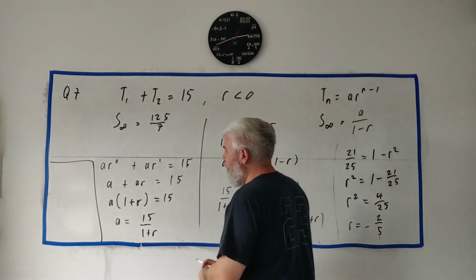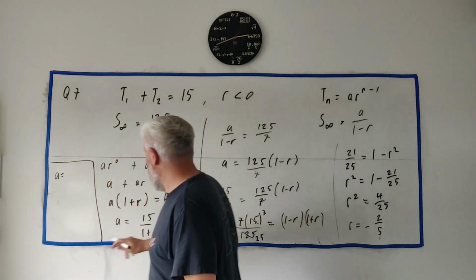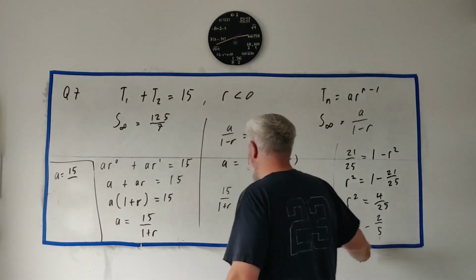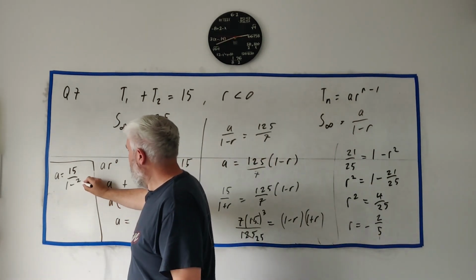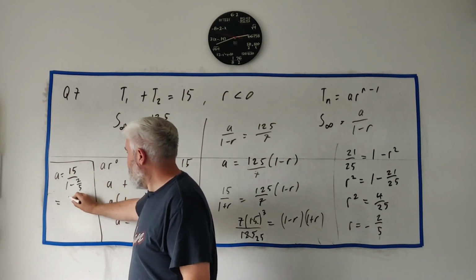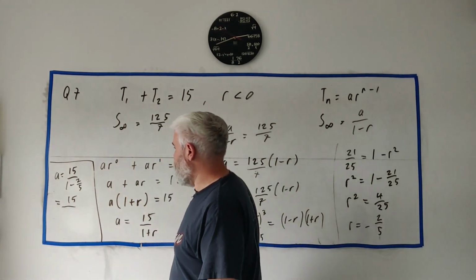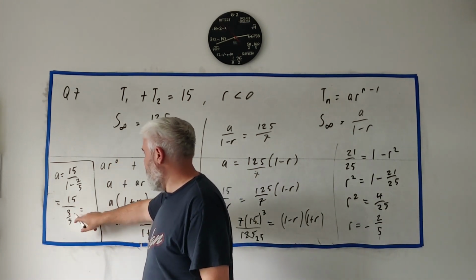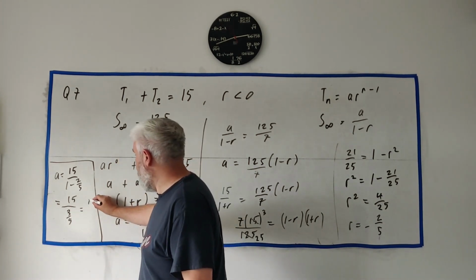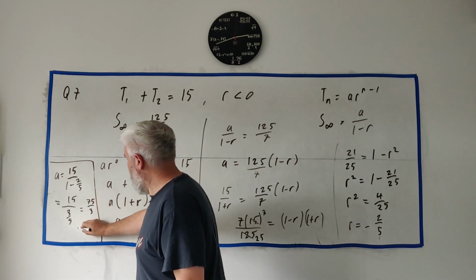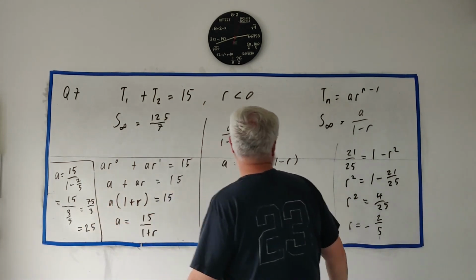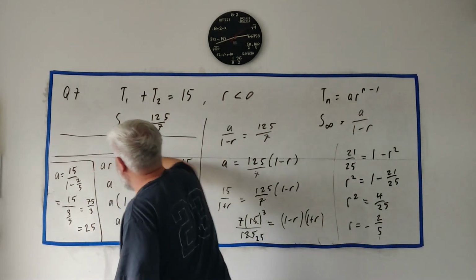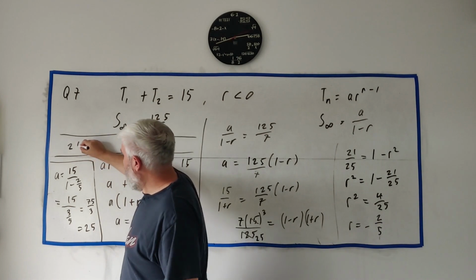Here's one here. And we just get a is equal to 15 over 1 minus 2 over 5. That's equal to 15 over 3 over 5. Which is equal to, let's see, 5 times 15 is 75 over 3, which is equal to 25. Okay, where can I squeeze this last bit in? Let's squeeze it in here. The first term is 25.